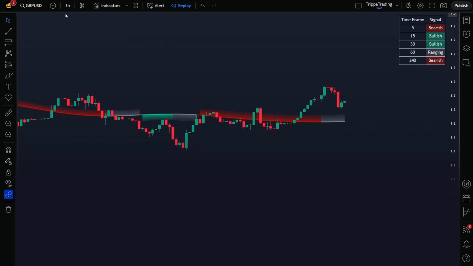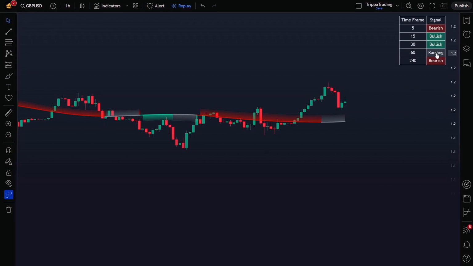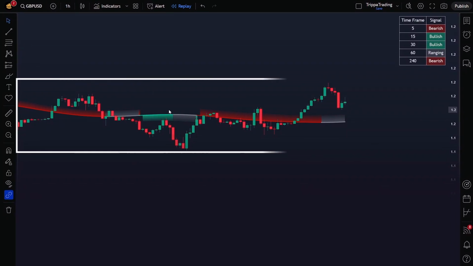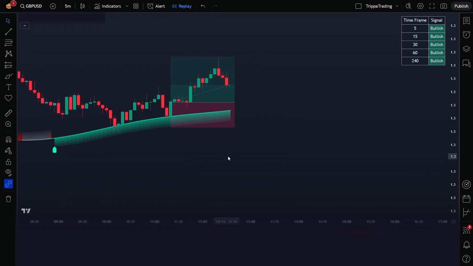Here's another scenario. The indicator shows that on the 1-hour time frame of GBP/USD, the market is also ranging, and looking at the price action, you can see that it was indeed moving sideways. So if you were using this indicator to trade, not only would it be helpful in identifying the trend of the market, but it would also tell you when to stay out of the market.